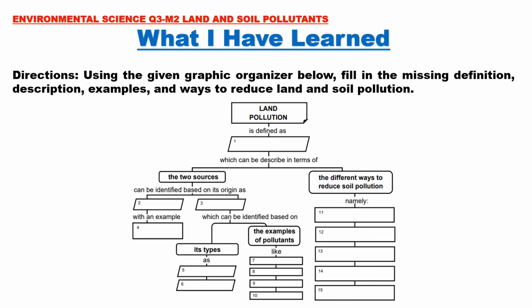What I have learned. Using the given graphic organizer below, fill in the missing definition, description, examples, and ways to reduce land and soil pollution. So, land pollution is defined as, which can be described in terms of the two sources and the different ways to reduce pollution. So, the two sources can be identified based on its origin as example, which can be identified based on its types and the examples of pollutants. Okay, so you need to complete this graphic organizer.